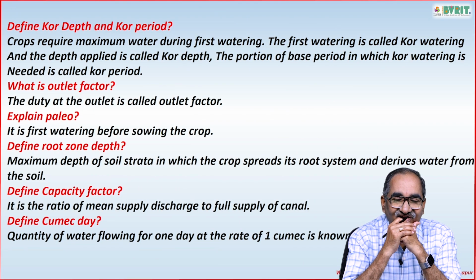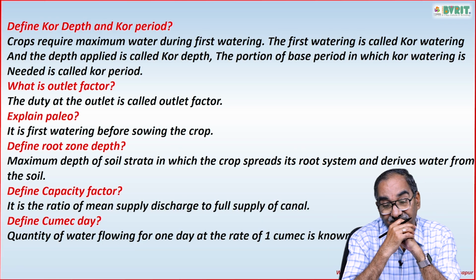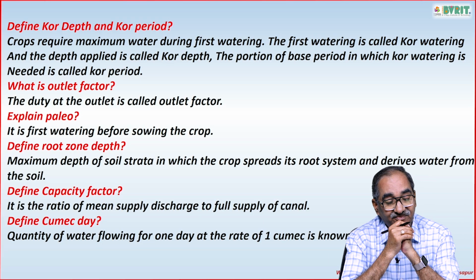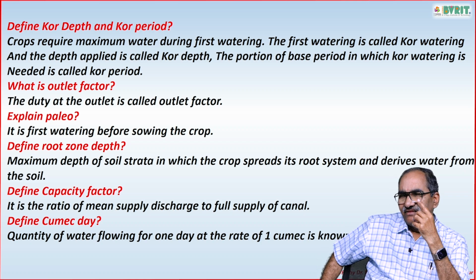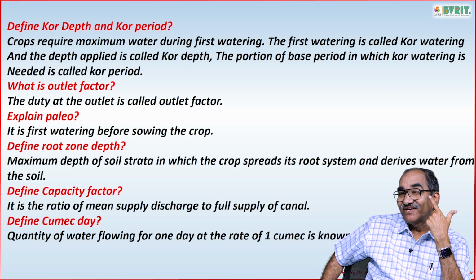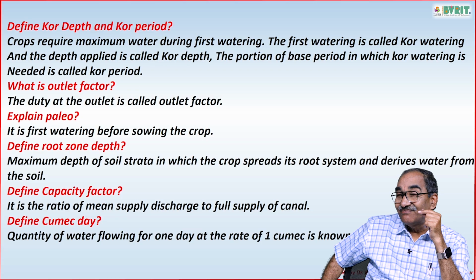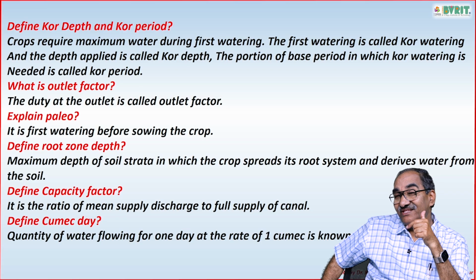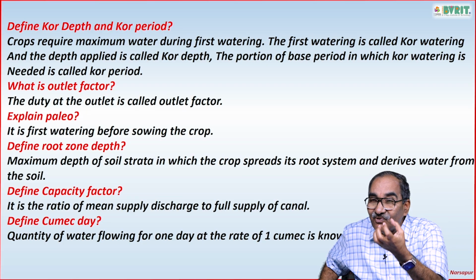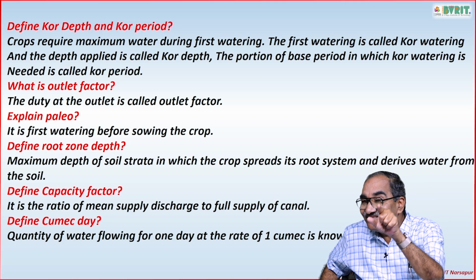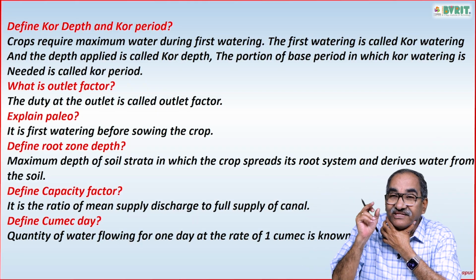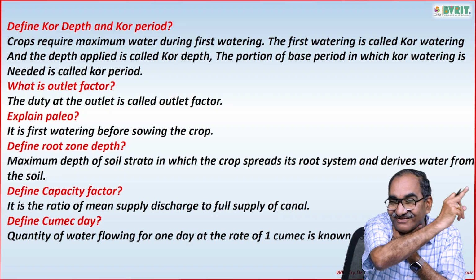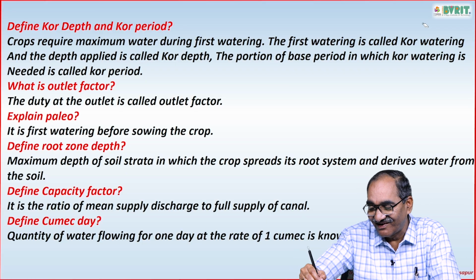And define what is core depth and core period. Core depth means, normally if you observe it, in the water requirement in the first watering. First watering means before sowing the crop. Before sowing the crop, when we are preparing the land, it requires more and more water because the soil is dry. So at that time, more water is required. So how much watering you are making in the first watering is what we call core watering.